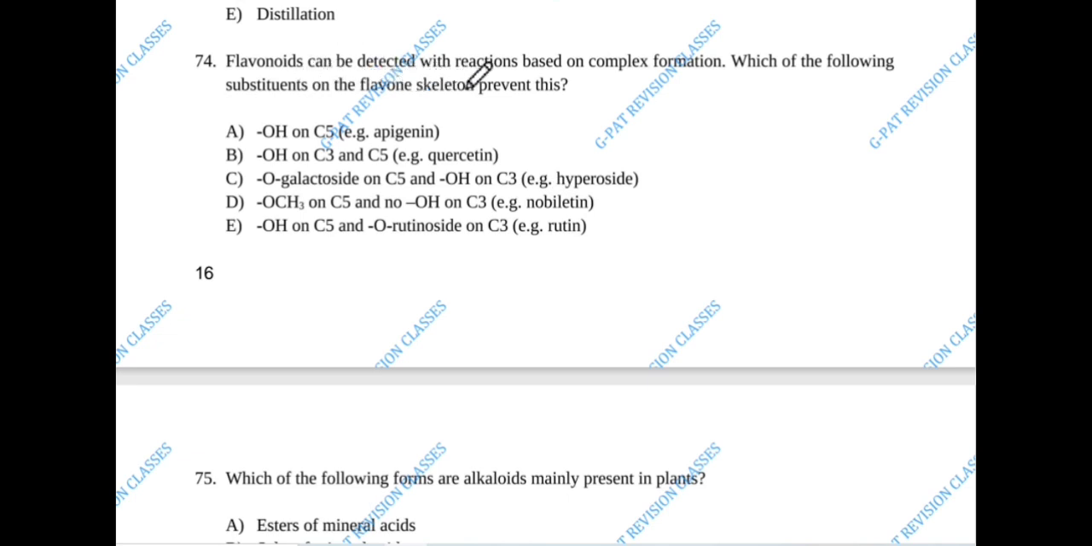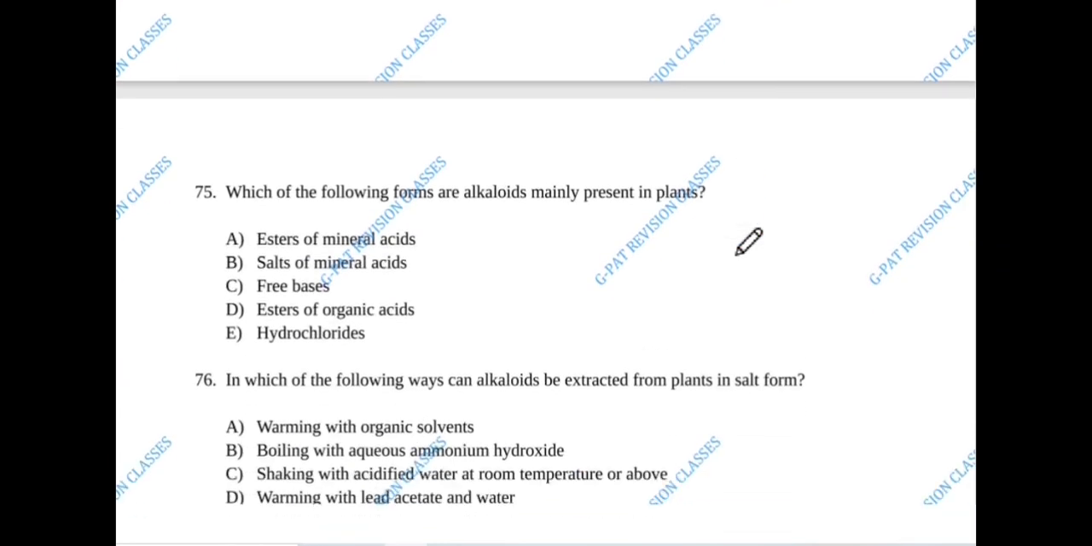Flavonoid can be detected with reaction based on complex formation. Which of the following substituent on the flavone skeleton prevent this? The answer is D. OCH3 on C5 and no OH on C3. Example novelitine. The answer is D. Next is 75 question number.